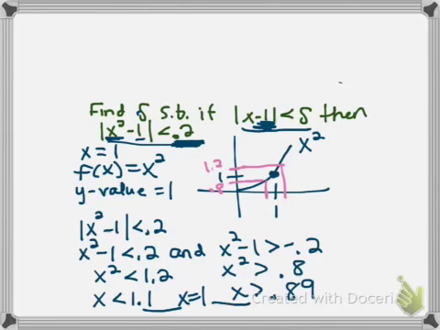So the distance on the right came out to be 0.1, whereas over here it is 0.11. If that happens, I always take the closer, so take the smaller, which would be 0.1. So my delta value would be 0.1. Because as long as I am 0.1 away, my y value will differ by what? By 0.2. Okay, that's all we're saying.